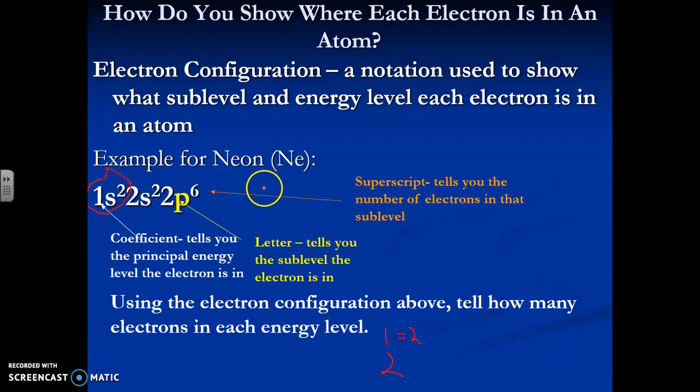Now we have the second energy level. If we look at the second energy level, this one has a 2 in front of it, and this one has a 2 in front of it. If we add up the electrons, there are 2 in this sublevel and 6 in this sublevel, for a total of 8 electrons in the second energy level.